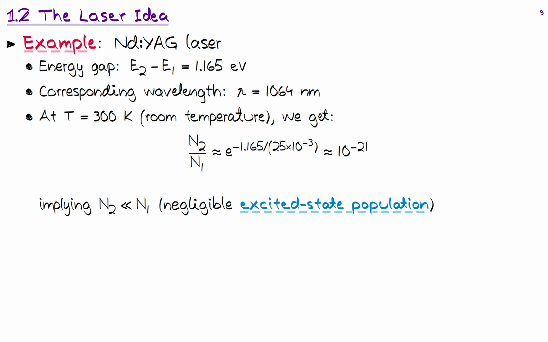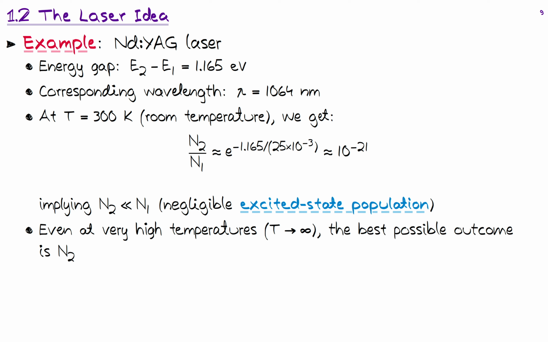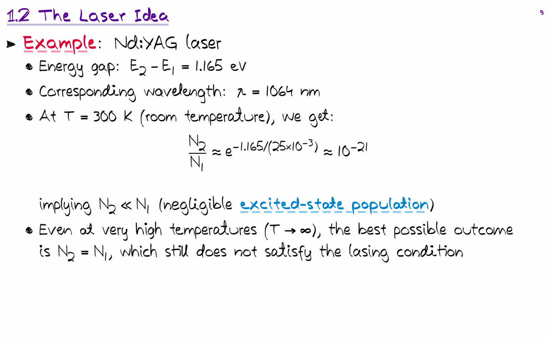And basically this means that we don't really have many electrons in the excited state. So this is what happens at equilibrium at room temperature for a realistic system. Even at high temperatures, when we would really go with the temperatures approaching infinity, the best possible outcome would be that the two populations would be equal. And this still does not satisfy the lasing condition, so even this is not enough. So something really must be done to change the game.